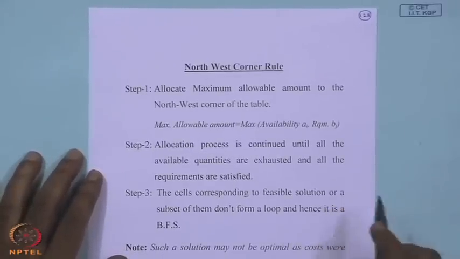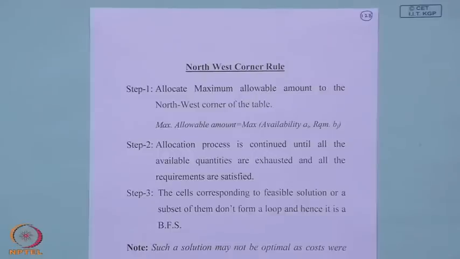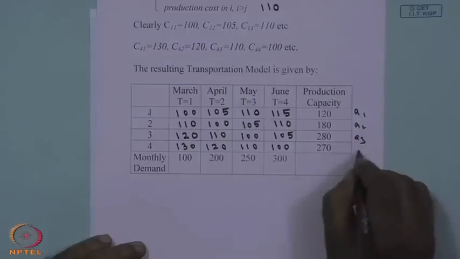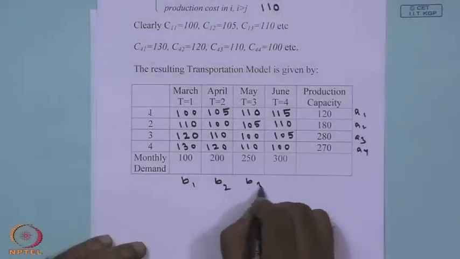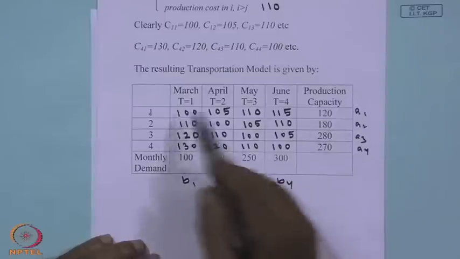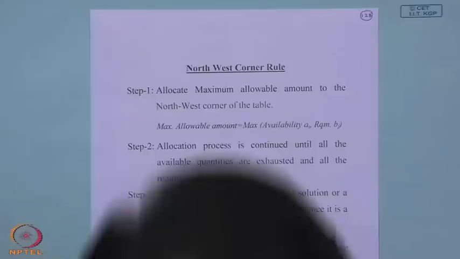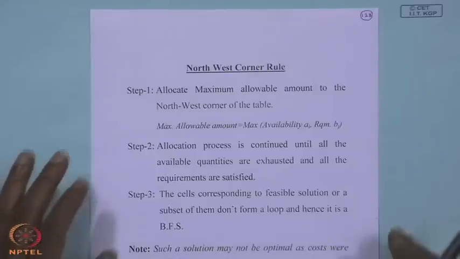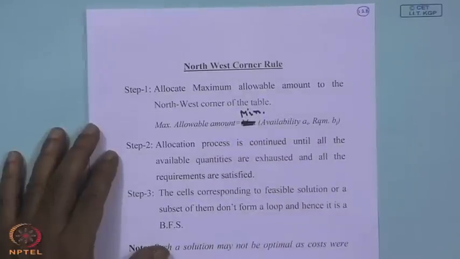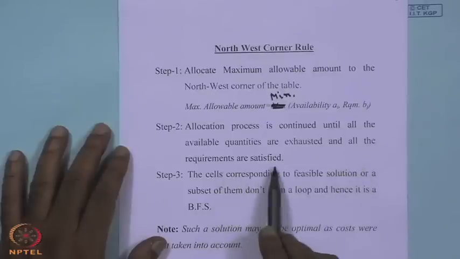First one is the northwest corner rule. What we are telling is, allocate the maximum allowable amount to the northwest corner of the table. You have A1, A2, A3 and A4, and B1, B2, B3 and B4. In the northwest you compare these two, and the allowable amount is the maximum of availability and requirement. No, it is not the maximum, it should be the minimum of these two.